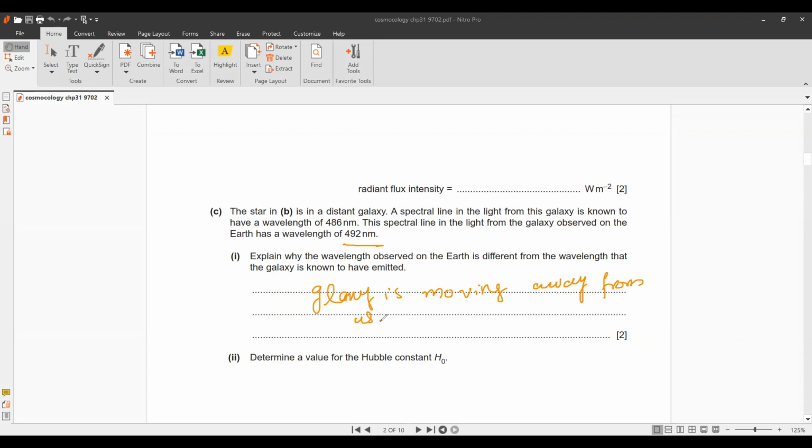Or we could also say that the universe is continuously expanding. Or we can also say that the Doppler effect justifies the increase in wavelength due to relative motion.